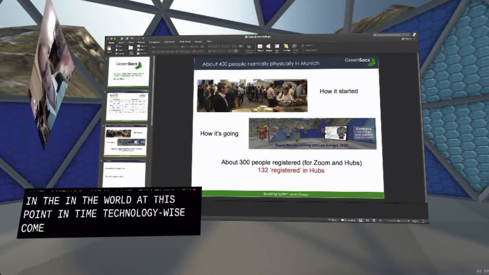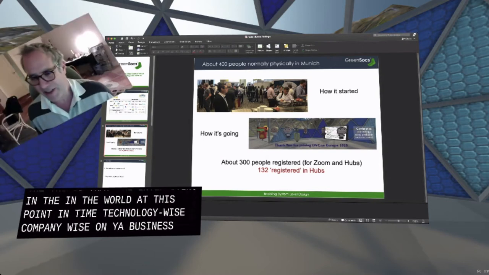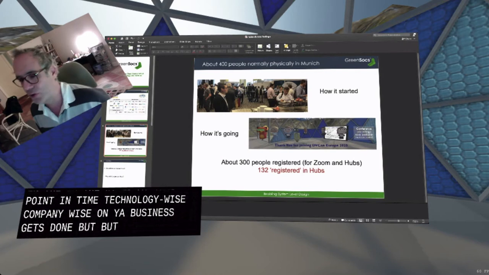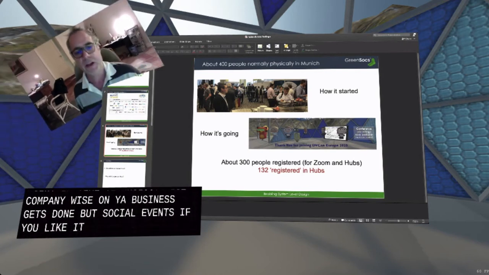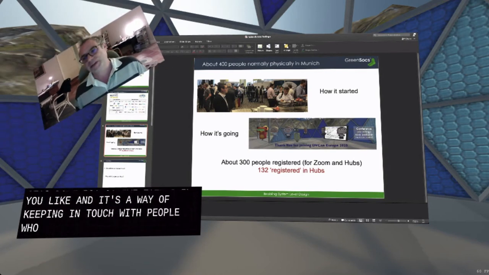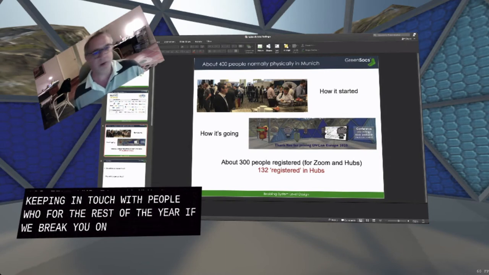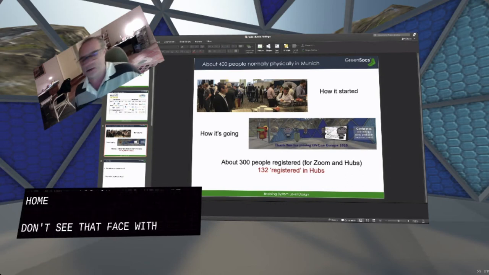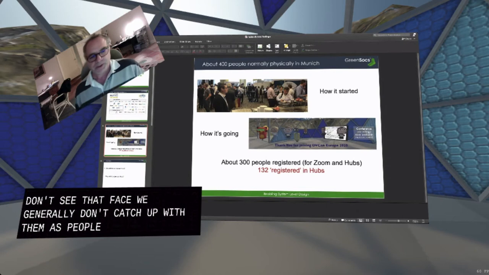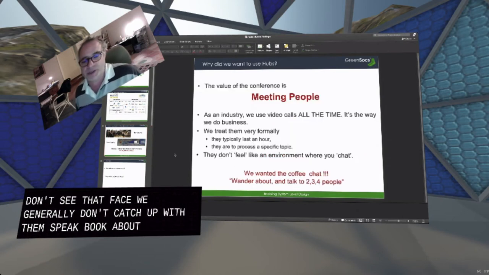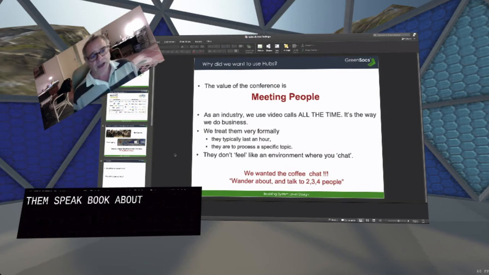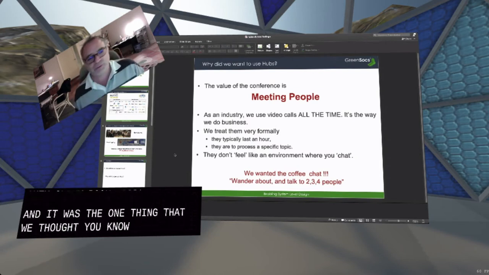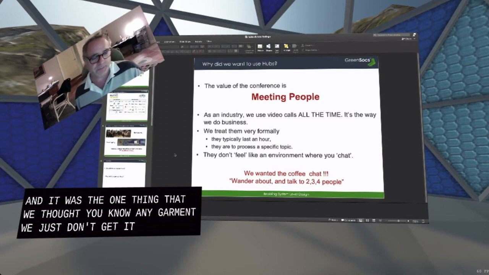technology-wise, company-wise, and yeah, business gets done, but it's also a social event, if you like, and it's a way of keeping in touch with people who, for the rest of the year, if we're brutally honest, we'll be on phone calls with these guys day in, day out, but we generally don't see their face. We generally don't catch up with them as people. So for us, this whole thing about meeting people and having a cup of coffee with them is really quite important. And it was the one thing that we thought, in a Zoom type environment, we're just not going to get.